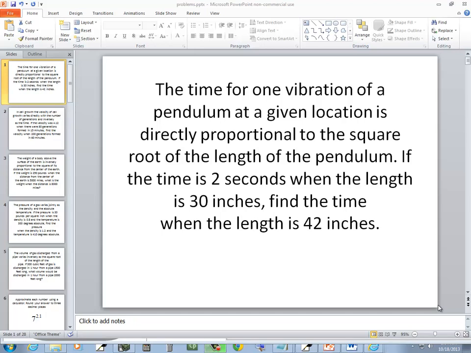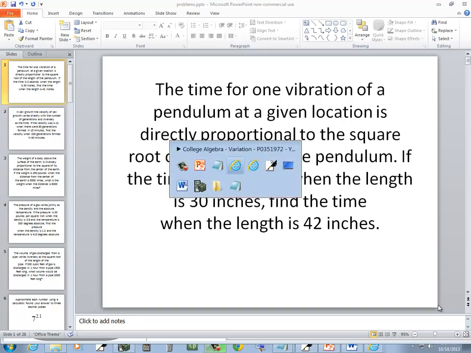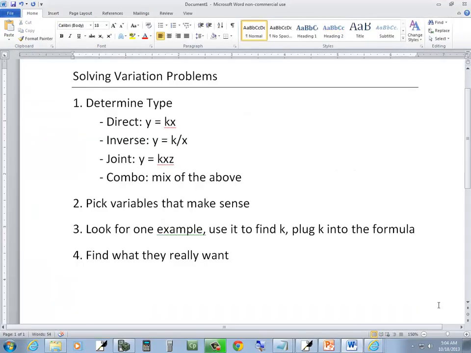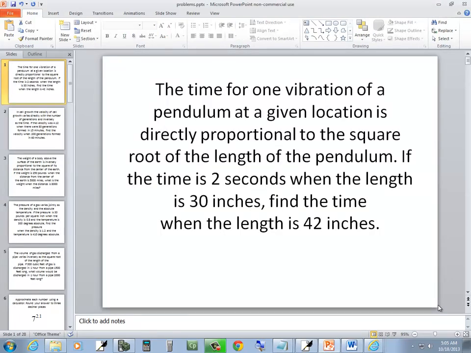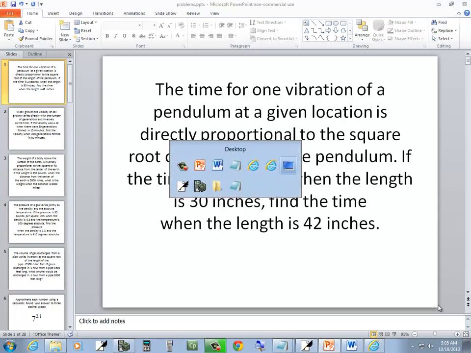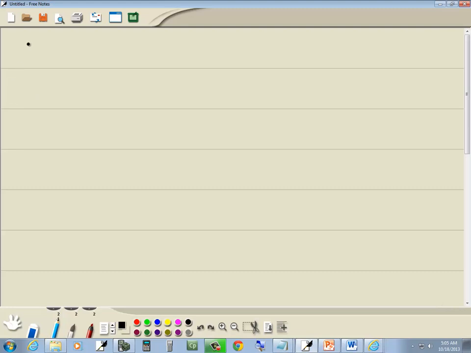The time for one vibration of a pendulum at a given location is directly proportional to the square root of the length of the pendulum. Now, our first step is to determine type: direct, inverse, joint, or combo. Well, this one actually says directly proportional, so it's a direct variation. So this is direct. Typically, that's of the form y is equal to kx.